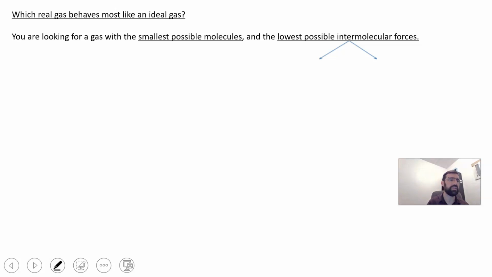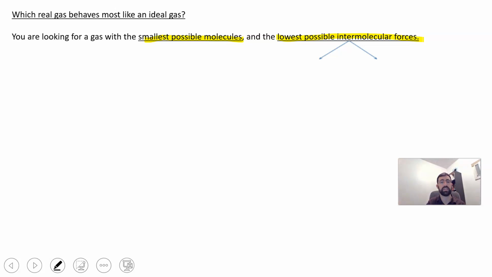But what types of gases behave the most like an ideal gas? So we talk about these deviations from ideal gas laws. Some of the AP questions will be asking you to compare two molecules and say, which one behaves more ideal or which one behaves less ideal? We need to be able to evaluate that. Which ones behave the most like an ideal gas? Well, it's going to be something with the smallest possible molecules and the lowest possible intermolecular forces.